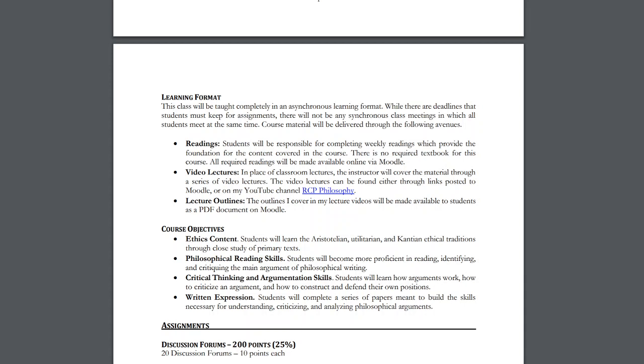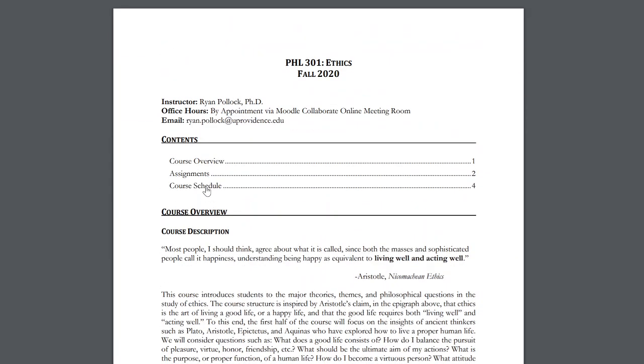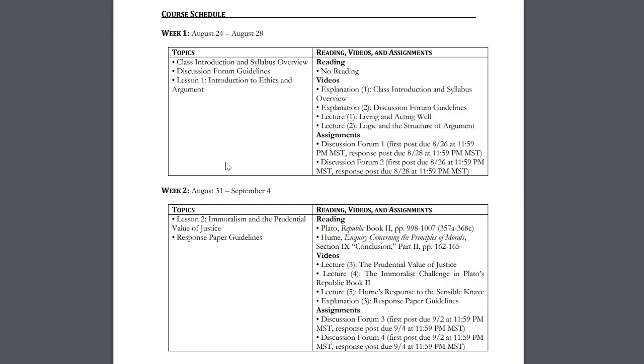To give you a sense of this, I actually want to go down to the course schedule. So use the table of contents. Here we're looking at week 1, August 24th to August 28th. That's the first official week of this course. Every week of the course on the syllabus has this outline. On the left, it'll show you the topics we're going to cover that week. On the right will be all the tasks that you need to complete.